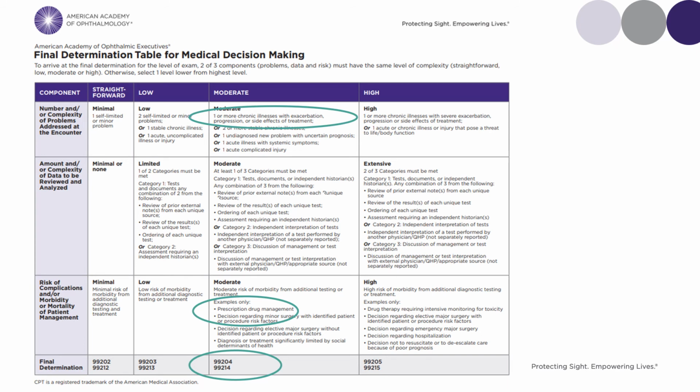And here is how it would look on the final determination table with one or more chronic illness with progression, along with the prescription drug management, clearly meeting 2 categories at that moderate level with a final E&M code of a level 4, 99214.